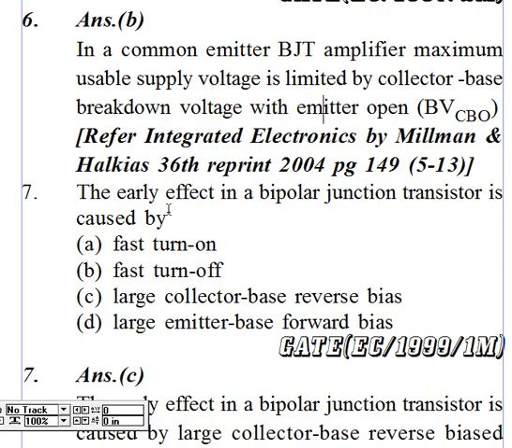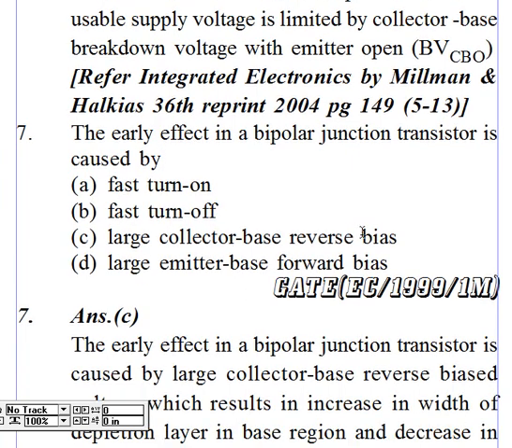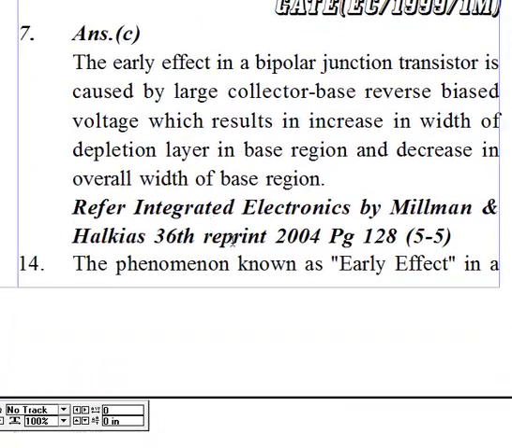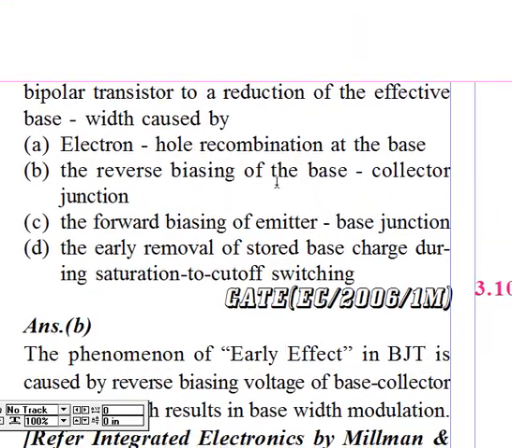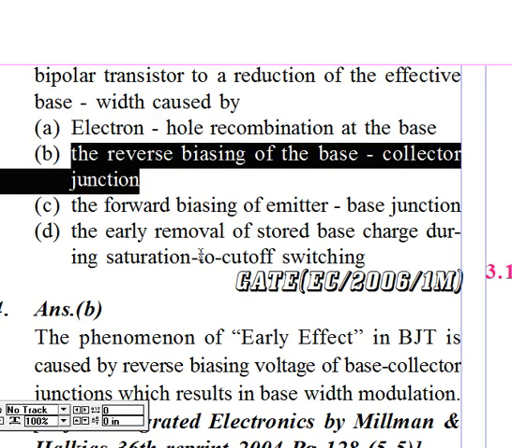The next: the early effect in BJT is caused by what? That is large collector base reverse bias. When there is large reverse bias at the collector, the base width will reduce, and that causes the early effect. We have already discussed at length in my videos. The phenomenon known as early effect in a BJT transistor, a reduction of effective base width, is caused by what? That is caused by reverse biasing voltage at the base collector junction. So we have just discussed it.